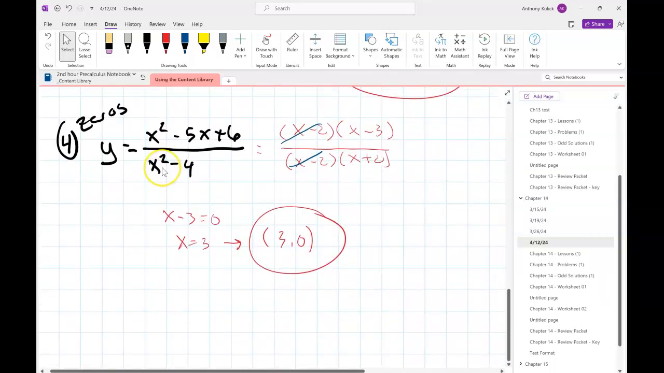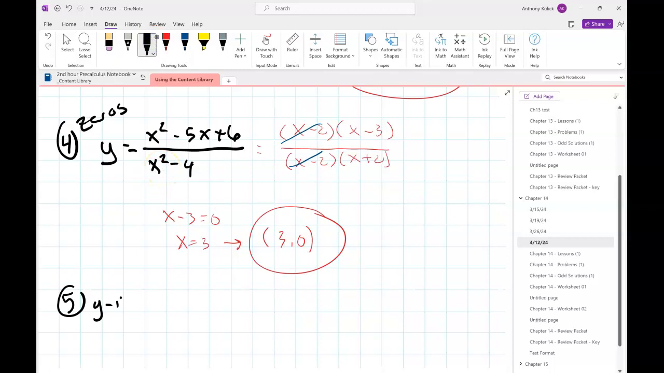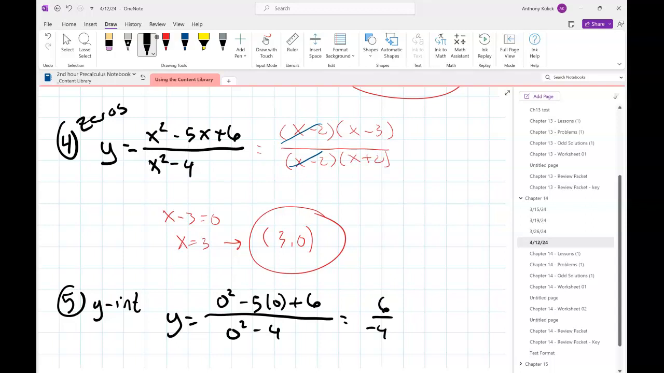Y-intercept. Oh, goodness gracious, guys. How do we do that? Yeah, we just plug in 0 for x. Could anything screwy ever happen on that? Now in this one, everything goes fine, right? Could anything weird ever happen?